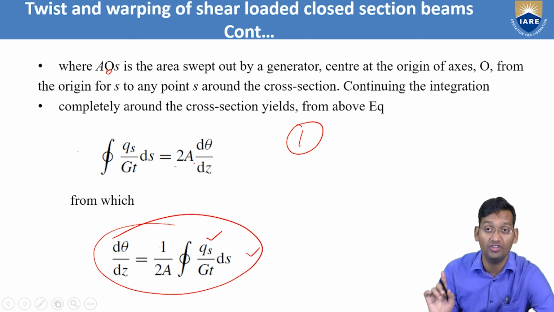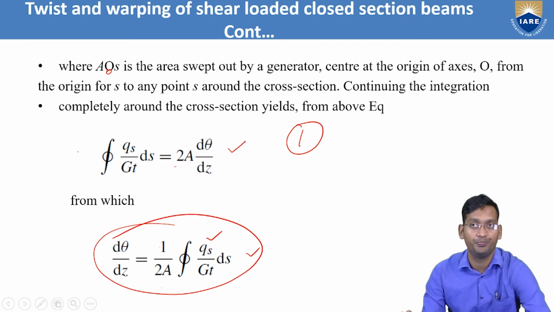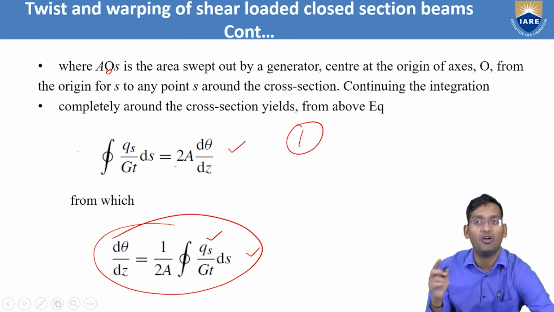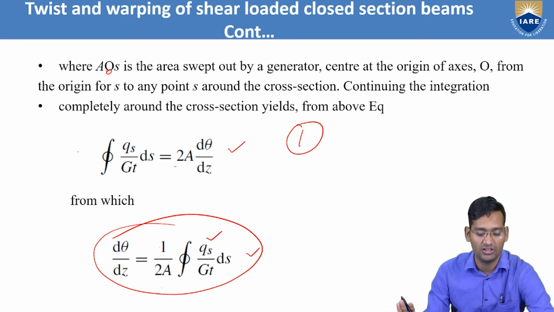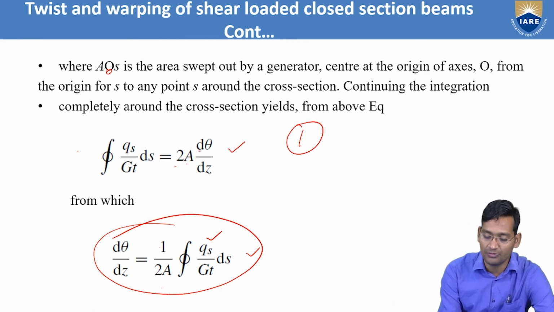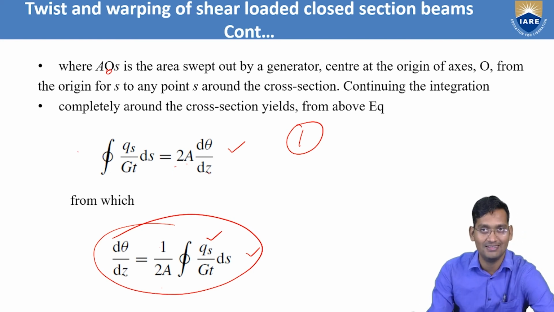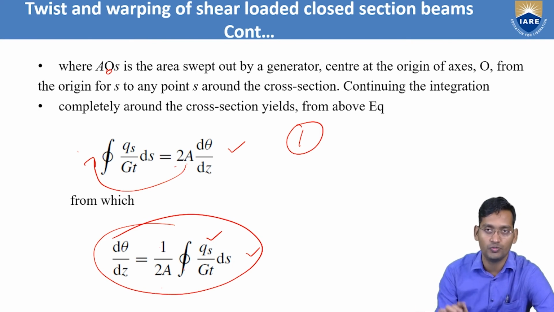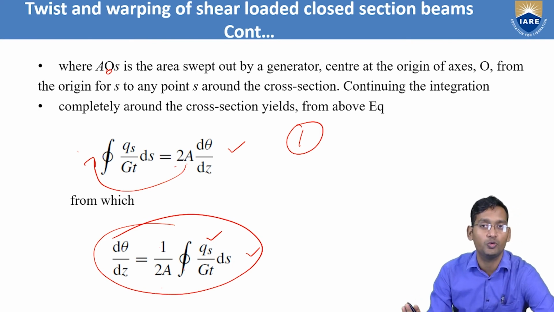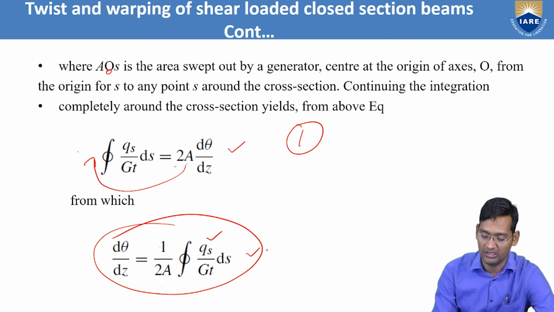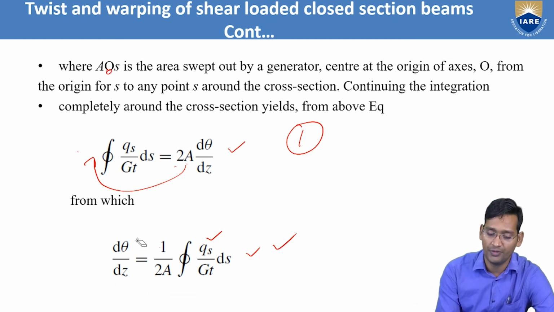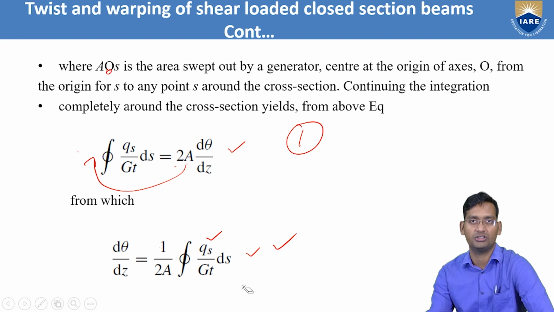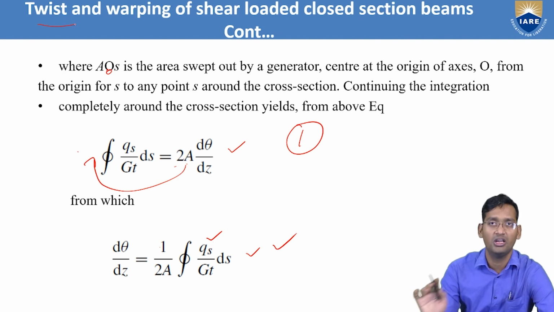This is at the origin only. That's why ws, whatever s is there, we substituted as 0. Because we are finding d theta by dz, that is the rate of twist, take this 2A to this side. So d theta by dz, the rate of twist, equals 1 by 2A closed integral of qs by Gt into ds. So this is our final equation for the rate of twist.